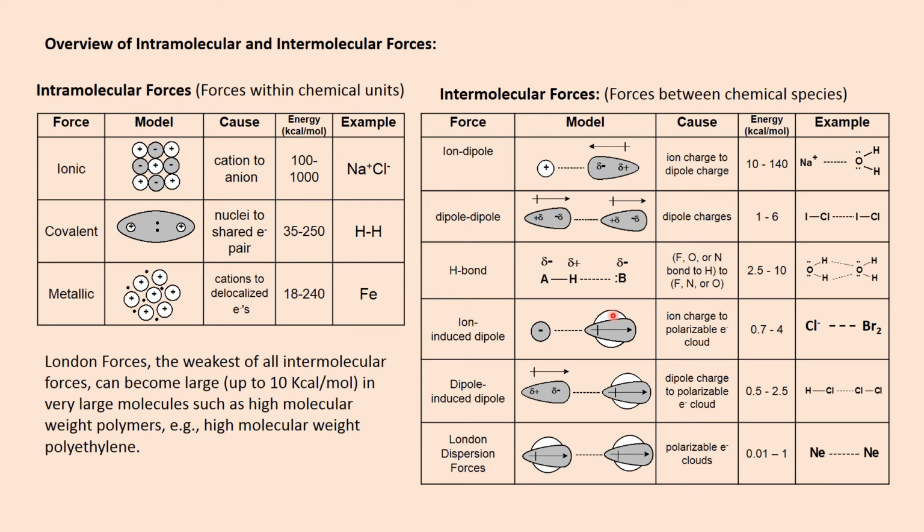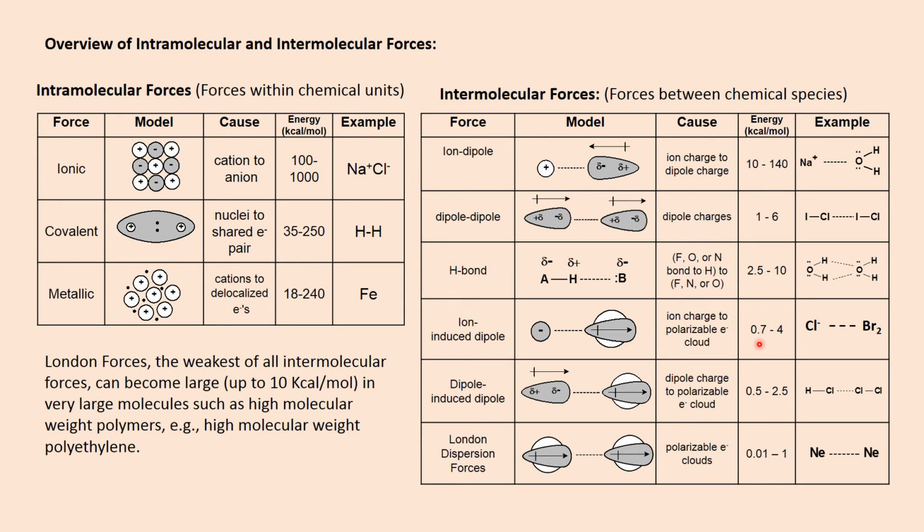But when it's brought close to chloride, this electron cloud is distorted, and in fact an induced dipole is created in the bromine molecule, in which the end of the bromine molecule closest to the negative charge becomes delta plus, and the end of the bromine molecule farthest from the chloride becomes delta minus as electrons move away from it. So this dipole is only created or induced when in proximity to a charge. It's referred to as an ion-induced dipole force of intermolecular attraction, ranging from 0.7 to 4 kcals per mole.